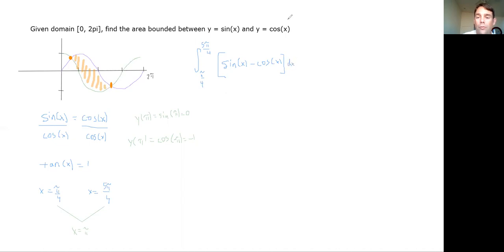And we are going to integrate it. So I got to integrate. So sine of x, that'll be negative cosine of x. Again, be very careful. It's very easy to mix up derivatives and integrals for integration. Derivative of cosine would be sine. So minus cosine would be minus sine. And we're going from pi over 4 to 5 pi over 4.